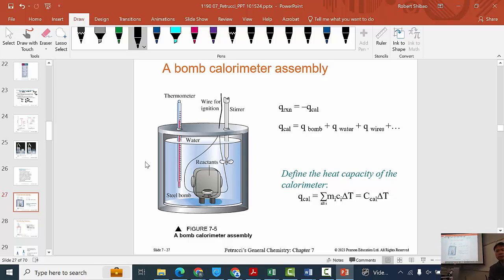All right, so the type of heat a bomb calorimeter measures is what we call QV. This V stands for constant volume.